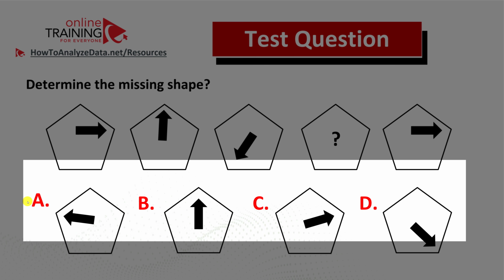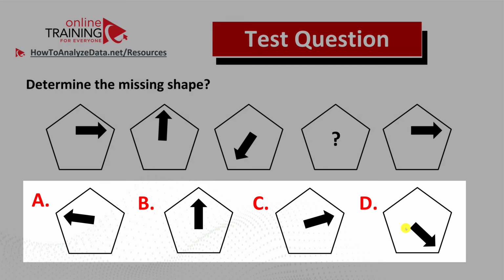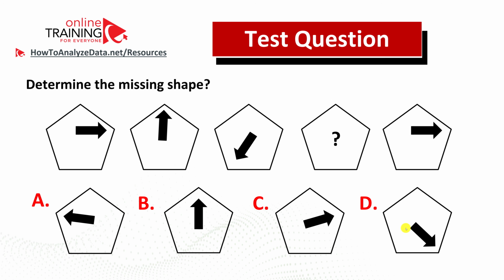And you have 4 different choices. All of them contain pentagons with arrow pointing in a different direction. Do you think you know the answer? Now might be the good time to pause this video to see if you can come up with the answer on your own.